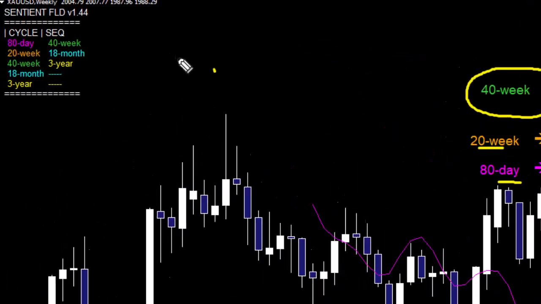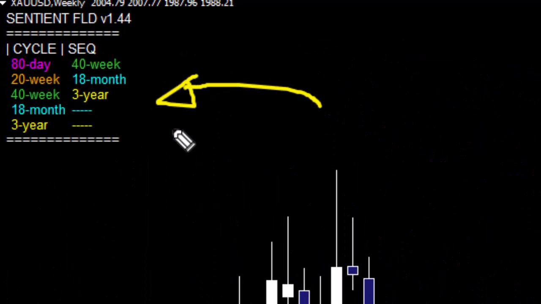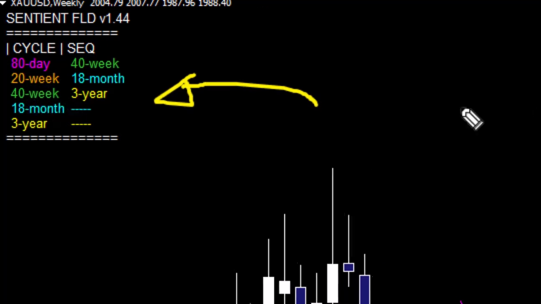You will notice a key up at the top of the chart that tells us what each one of those colors represents. In this case, on a weekly chart of gold, the pink FLD is for the 80-day cycle. The orange FLD is for the 20-week cycle, and the green FLD is for the 40-week cycle.